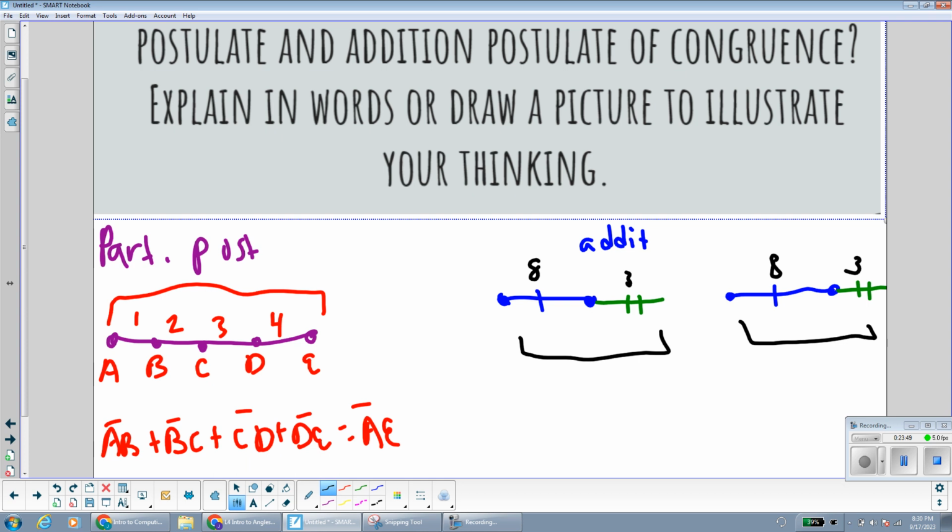So the main difference is the partition postulate is talking about one object that's divided into pieces, while the addition postulate is talking about two separate objects that are congruent, that are each getting something congruent added onto it.